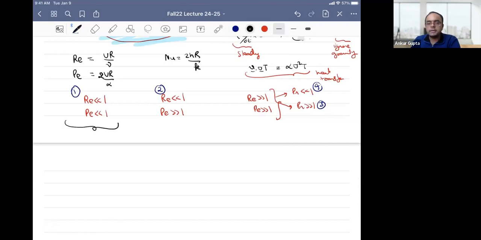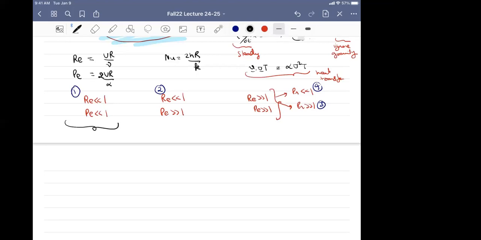What do you think is this limit? What should I expect in this limit? If Reynolds number is small, Peclet number is small, what should I expect? Which heat transfer do you think will dominate, and how can I solve this problem? Should be mostly diffusion, yeah.